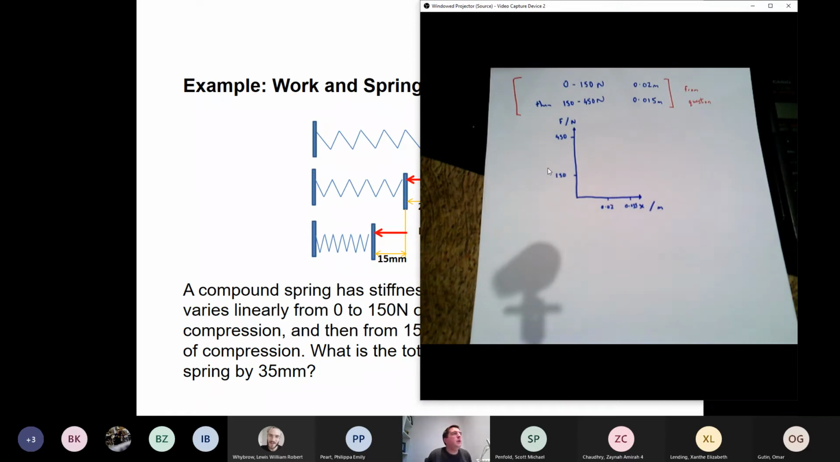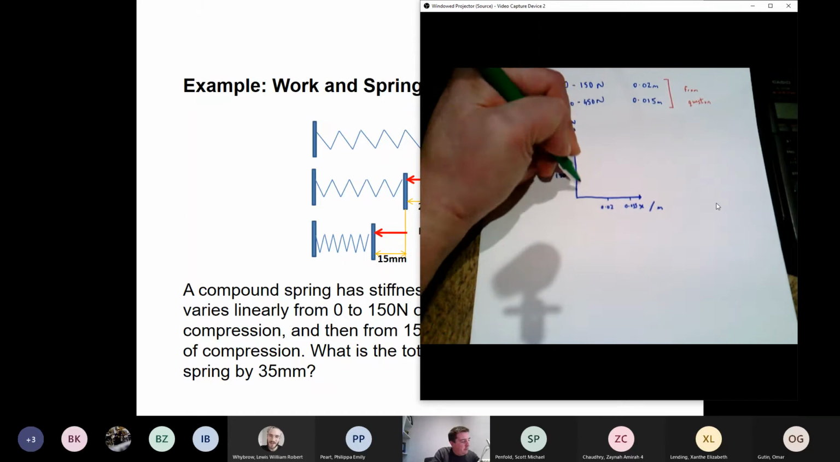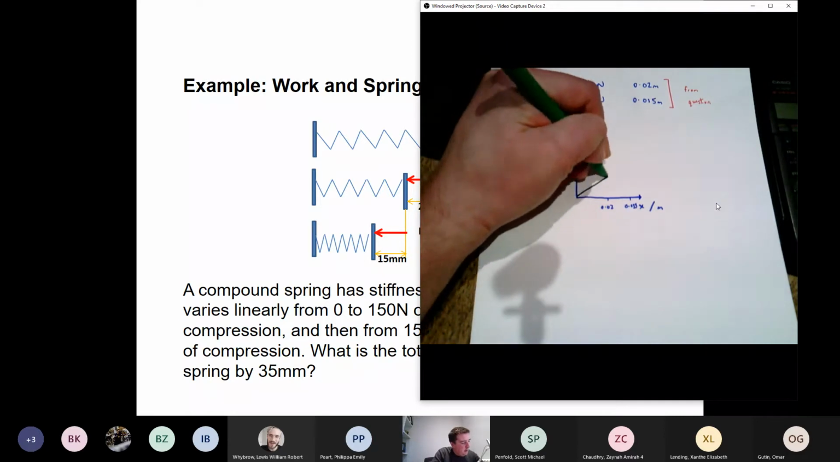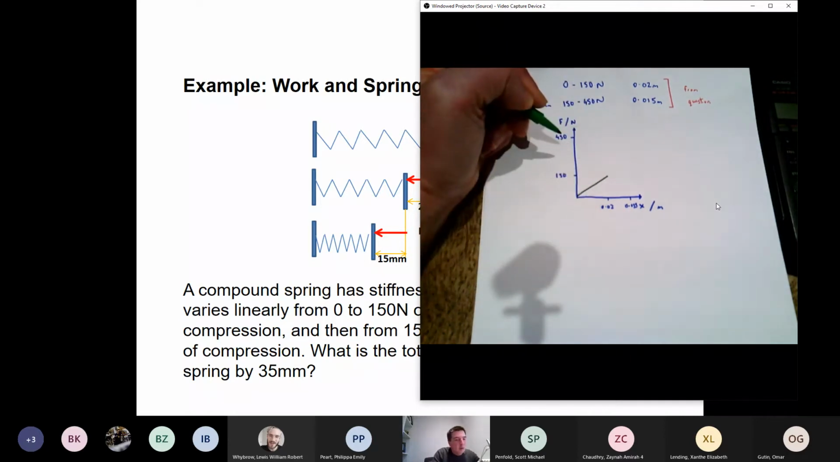This is what I drew out. So what's going on is the force increases from 0 to 150 newtons over the first 20 centimeters. Sorry, 20 millimeters. That's 0.02 meters. And then it goes from 150 to 450 newtons over the next 15 millimeters, 0.015 meters. So I can draw that on my graph of force as a function of distance. It's a straight line from 0 to 150.